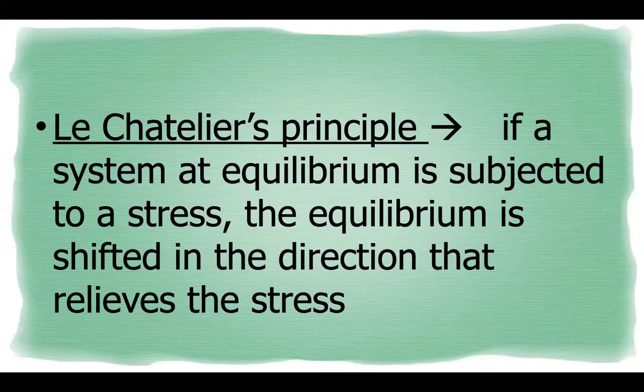So the idea is when you apply a stress to a system, the system is going to either shift to the right in the forward direction or to the left in the reverse direction in order to basically undo what has been done. And then we have to look at what kind of conditions the new equilibrium will exist at. And I have some examples to go through for that.